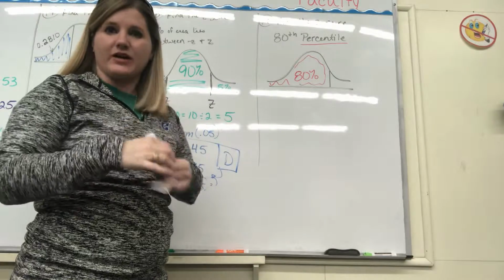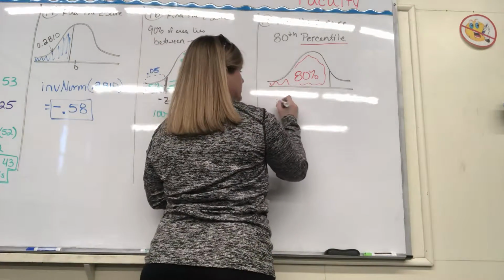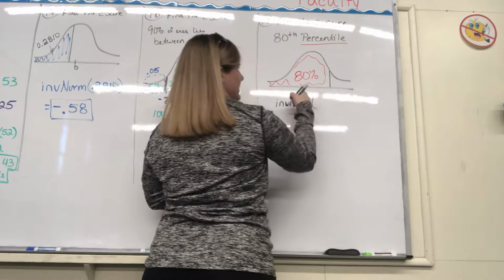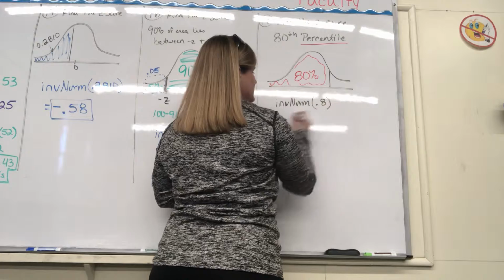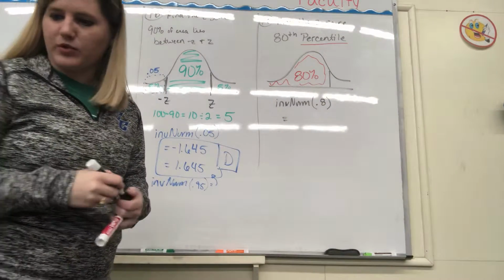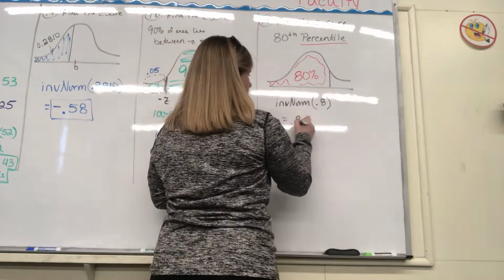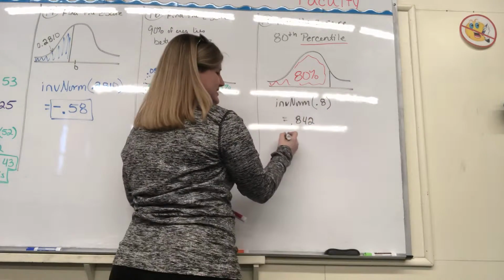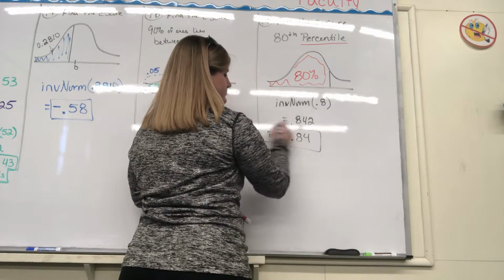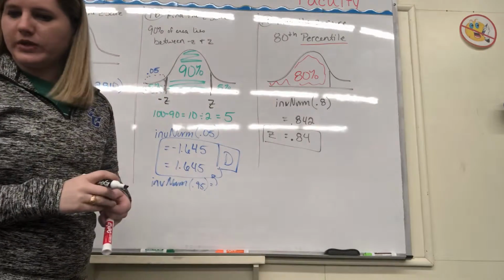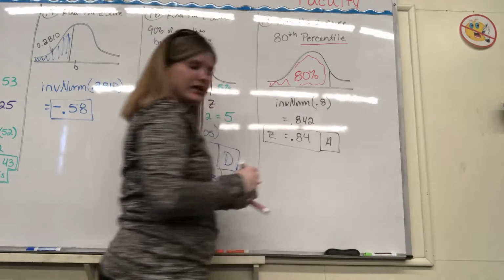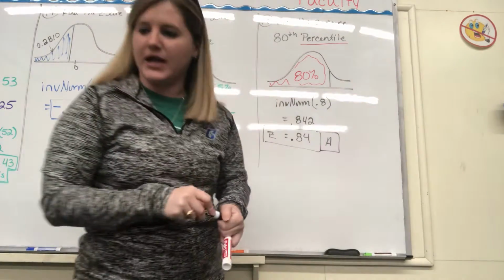We know the area. So we go to our inverse norm, and our area is 0.8. Using our calculators, we would get 0.842. And again, this is a z-score, so 0.84, in which case that looks like answer choice A, 0.84. Okay, that was page 4.